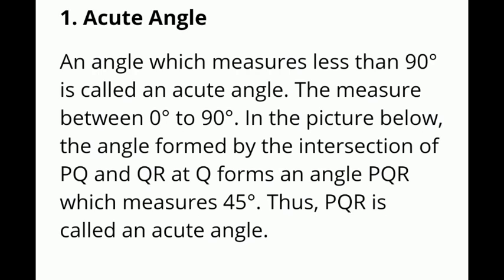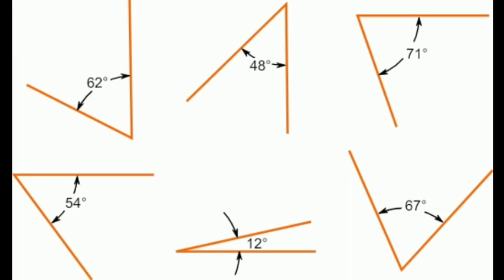Acute angle. An angle which measures less than 90 degrees is called an acute angle. It measures between 0 to 90 degrees. In the picture below, the angle formed by the intersection of PQ and QR at Q forms an angle PQR which measures 45 degrees. Thus, PQR is called an acute angle. You can see in the picture all the angles shown are less than 90 degrees and more than 0 degrees. So these are acute angles.